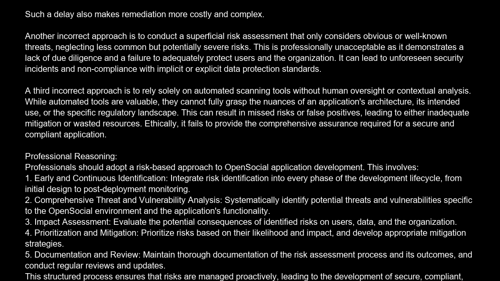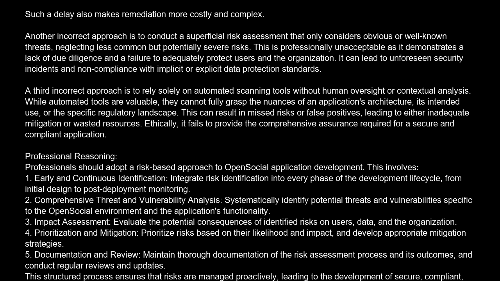Another incorrect approach is to conduct a superficial risk assessment that only considers obvious or well-known threats, neglecting less common but potentially severe risks. This is professionally unacceptable as it demonstrates a lack of due diligence and a failure to adequately protect users and the organization. It can lead to unforeseen security incidents and non-compliance with implicit or explicit data protection standards.